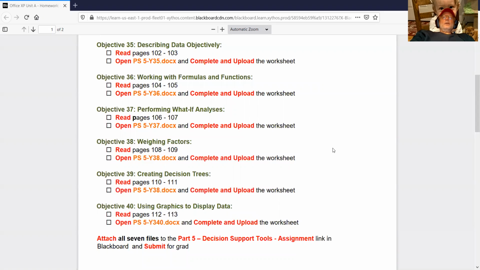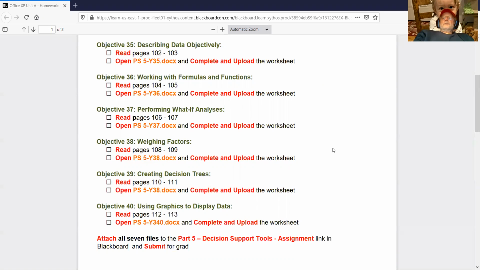Weighing factors. Now, weighing factors means not how much it weighs, 150 pounds or whatever, but the variable. How much of a weight factor is this variable, or does this piece of data have greater impact than other pieces of data? So that's what we mean by weighing, the degree of impact. Creating a decision tree is kind of like diagramming out. If this happens, then we'll go here. And if this doesn't happen, then we'll go in this direction. It'll help you with that.